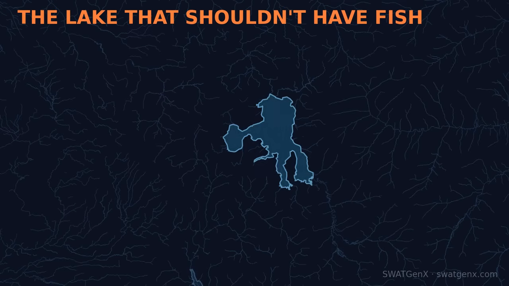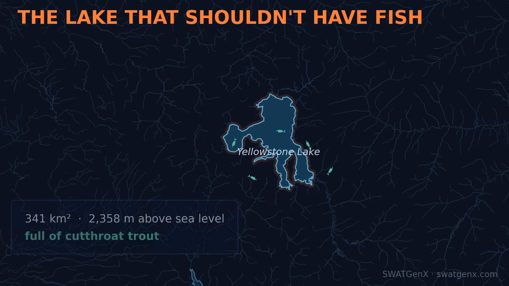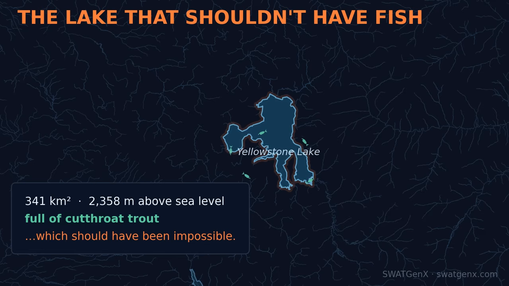High in the Rocky Mountains sits Yellowstone Lake, 340 square kilometers of cold water, 2,358 meters above the sea. And it is full of trout, which is strange, because for most of the last 14,000 years, no fish should have been able to get in.